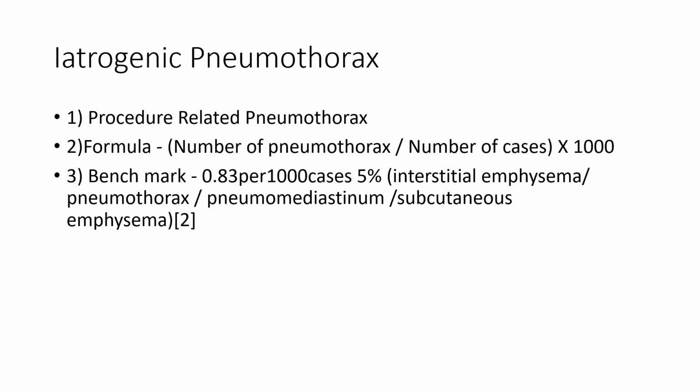Iatrogenic pneumothorax is the procedure-related pneumothorax. Formula is the number of pneumothorax upon number of cases into 1000. Benchmark is 0.83 per 1000 cases, that is 5%.